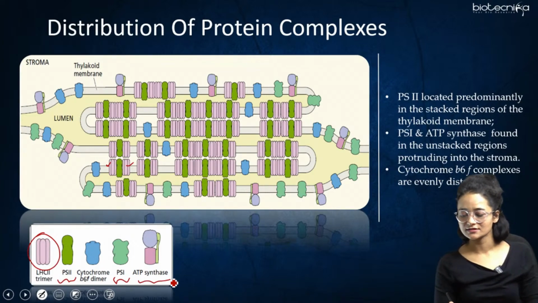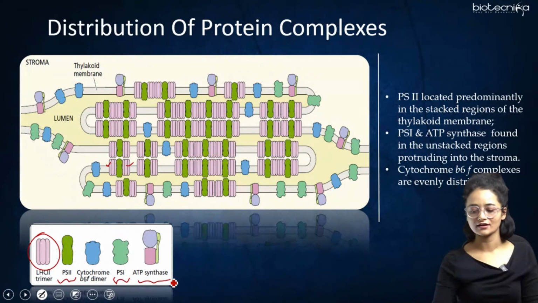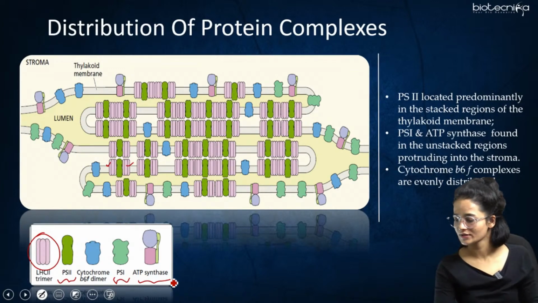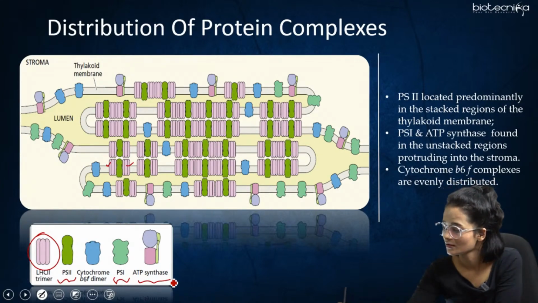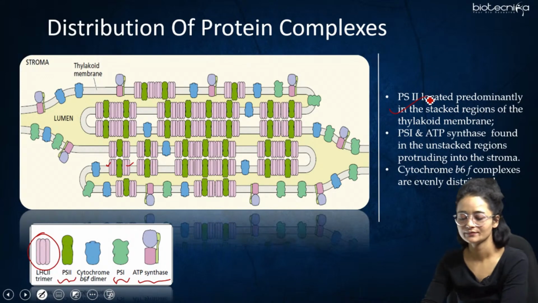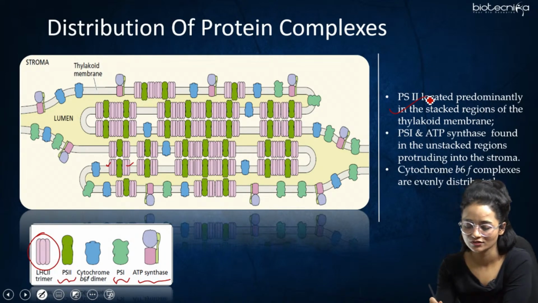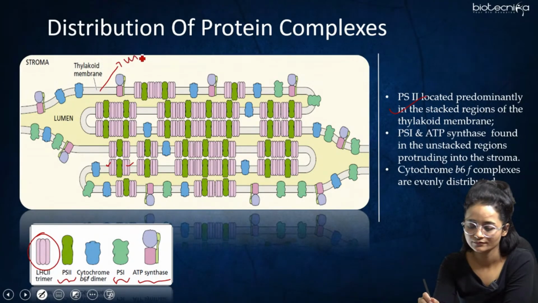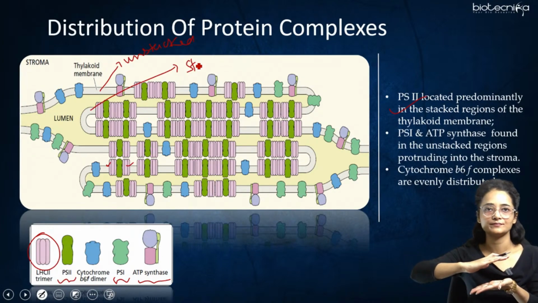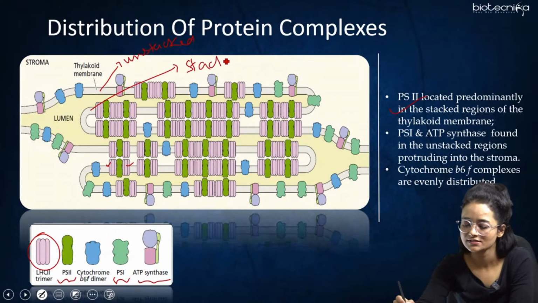So for PS2, you can see that it is evenly distributed in the thylakoid membrane, right? And for PS1, what you can see is, so here it says that PS2 is located predominantly in the stacked regions of the thylakoid membrane. So PS2 is majorly present in the stacked region. These regions are the stacked regions. These are the unstacked regions. And these are the stacked regions, meaning they are present in between the membranes, right?